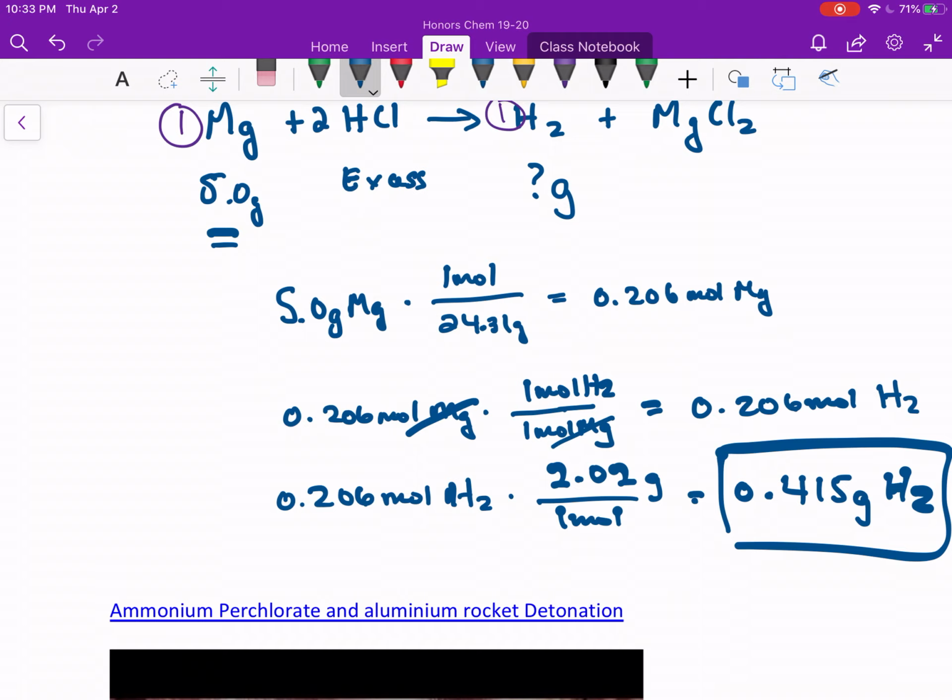Now, so that's pretty simple, right? So 3 steps, we're used to doing those 3 steps. Nothing's changed except for this step here, right? That mole ratio now comes from our balanced chemical equation.